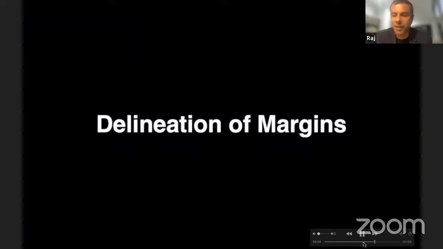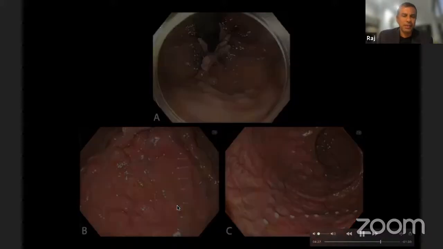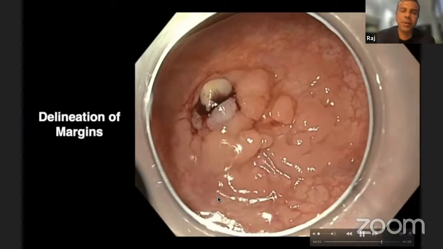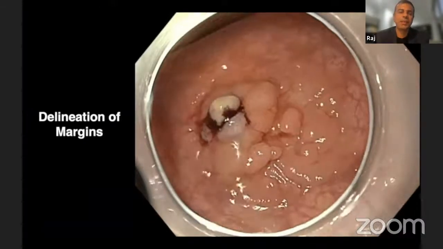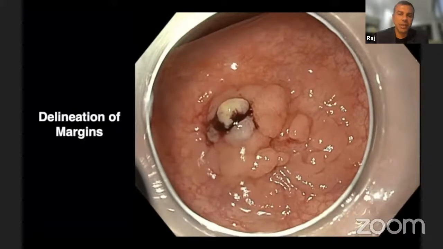And this is just the final function, delineation of margins. And again, with this white light and this TXI, you can actually see the margins quite easily. This is quite a nice video of a white light image of a lesion which looks not very large. It's easy to just take a scan and remove it.